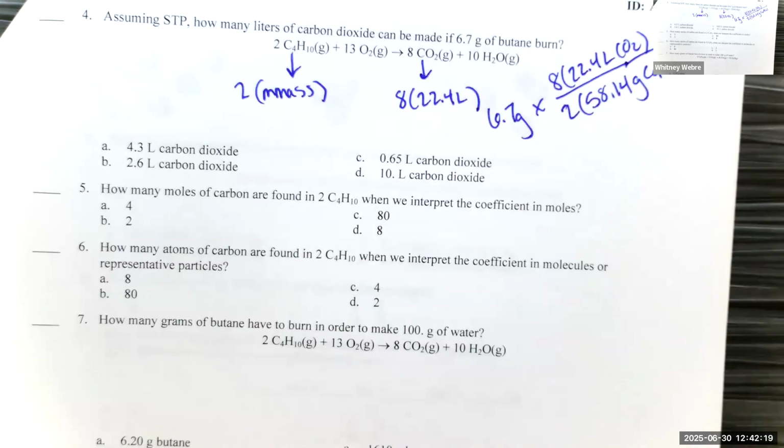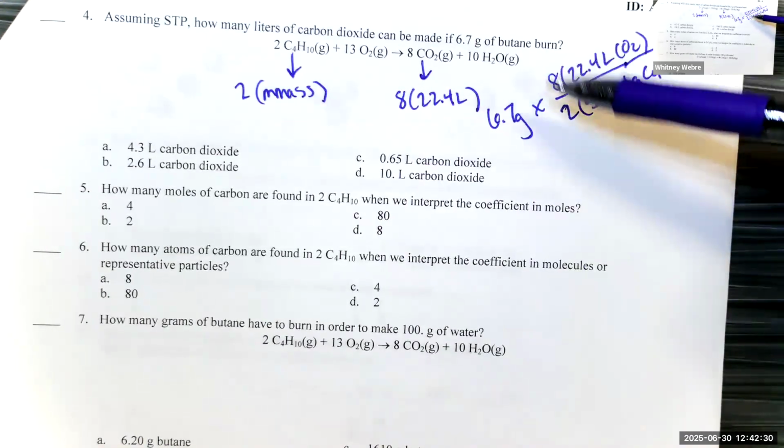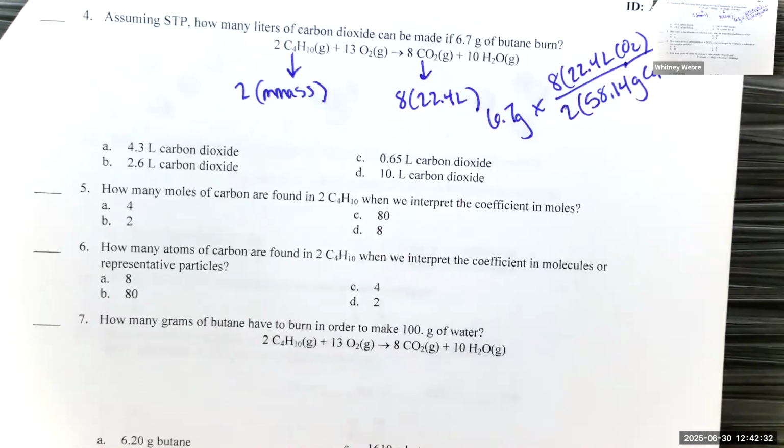If you're comfortable using the mole triangle when you have one substance, this is the exact same thing as before. The only thing that we added to it is the coefficients from the balanced reaction. That's the only thing that changed going from previous problems to this problem. So just don't forget the stoichiometry.